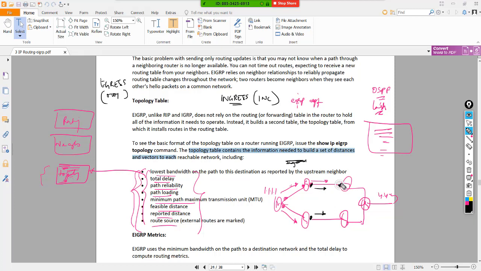Let's say this traffic hits here. This interface is not going to modify or manipulate anything. It's this interface that's going to manipulate. Based on all this manipulation, these are the parameters that are checked: the bandwidth, the delay of the interface, the reliability, the loading, the MTU set on this exit path. This MTU is of no consideration; it's this exit MTU. Then feasible distance, reported distance, route distance. Of all of these, it's the exiting interface that matters in the case of EIGRP calculation.